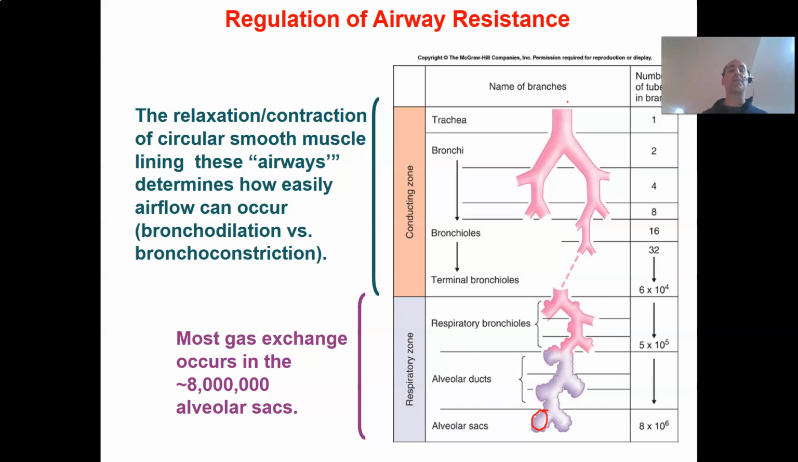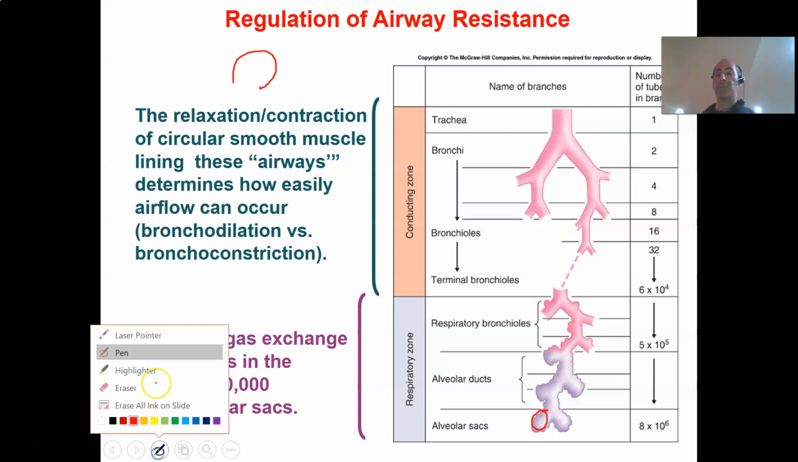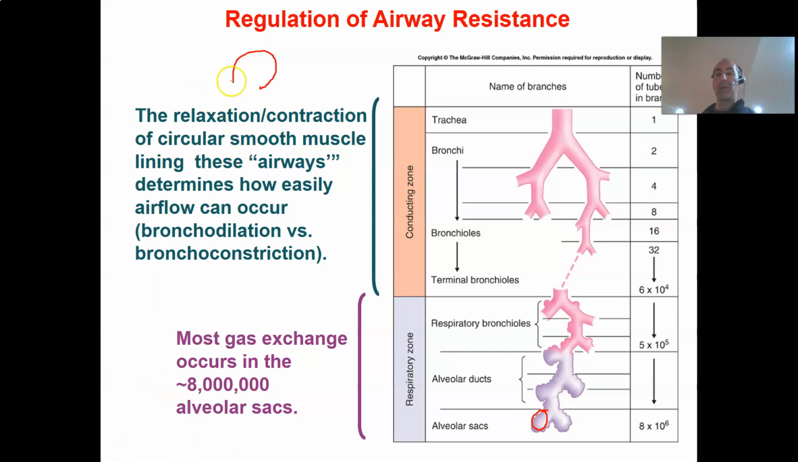They are C-shaped rings, and so if you're looking at them from above, they look kind of like that. And so this gap between here and here is the only space where the ring can actually get a little bit smaller or a little bit bigger. So the trachea itself doesn't have much ability to change.